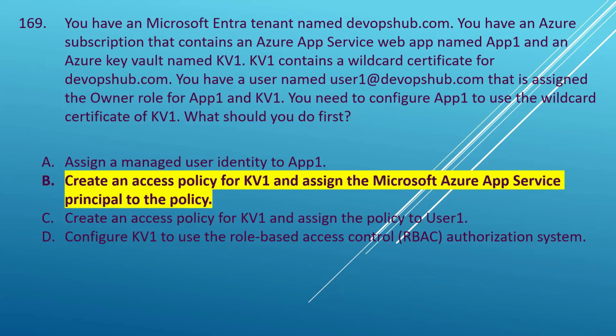Assigning a managed user identity to App1, which is option A, and configuring KV1 to use RBAC, which is option D, are not directly related to granting access to the certificate for App1. And option C is incorrect because you should assign the policy to the Azure App Service principal, not user1. Friends, I hope now you understand why option B is correct here and options A, C, and D got eliminated.